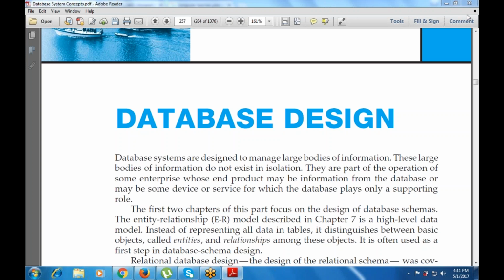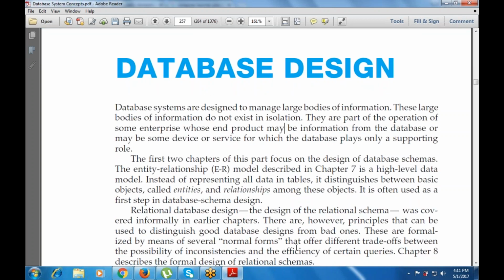So database design mainly focuses on the ER models, that is the entity relationship model that we have described in chapter number 2, that is high level data model. Instead of representing all the data in tables, it is better to use basic objects like entities and relationships among these objects, and it is often used as the first step in the database design or database schema design.